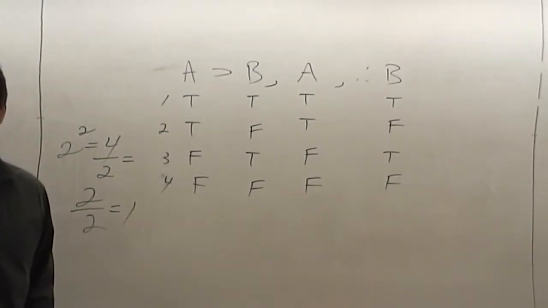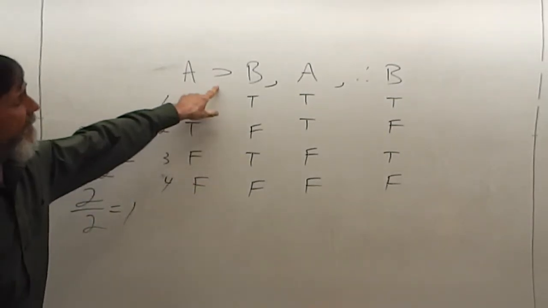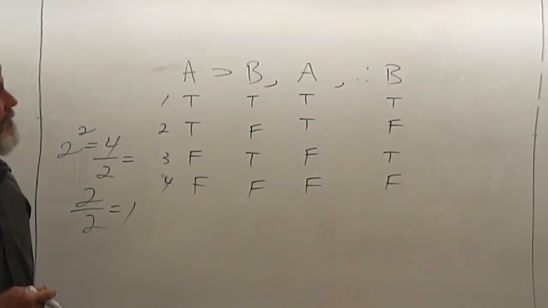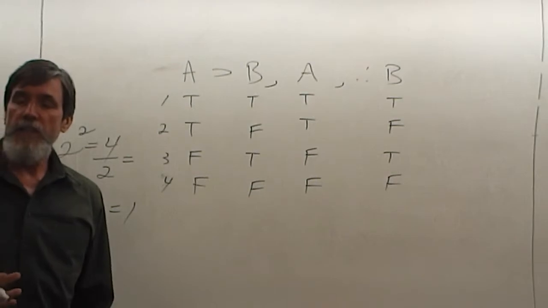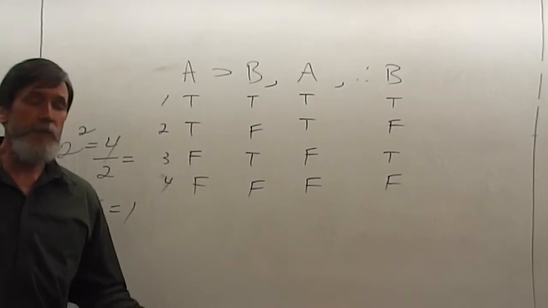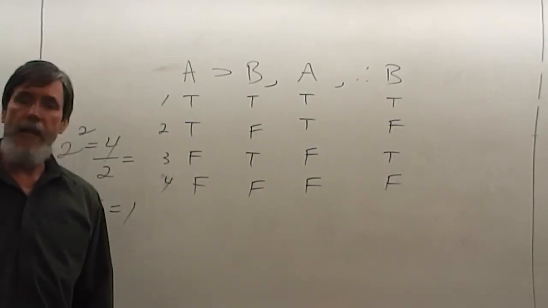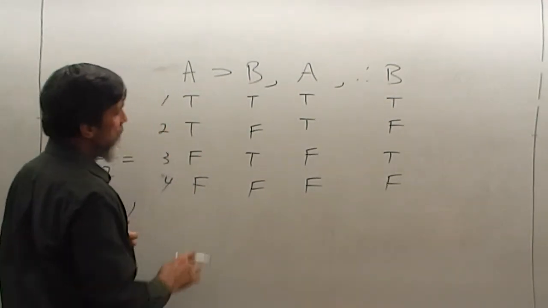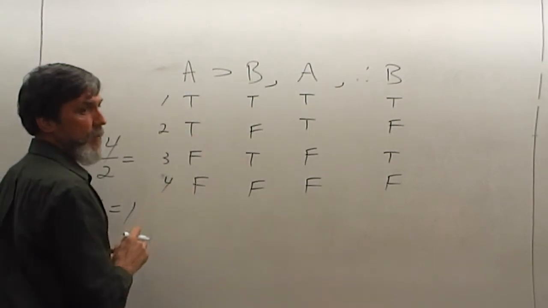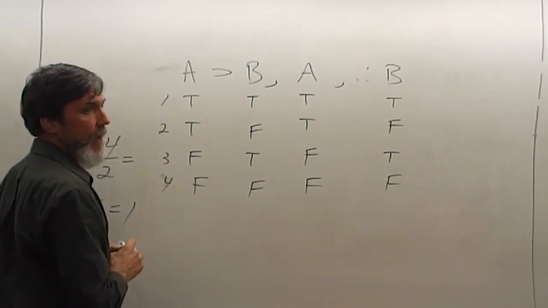We only have one column to complete, that of the horseshoe in the first premise. So you have to refer to your definition of a horseshoe. When is it true? When is it false? You have to know that. The horseshoe is only false when the antecedent is true and the consequent is false. Otherwise, it's true.